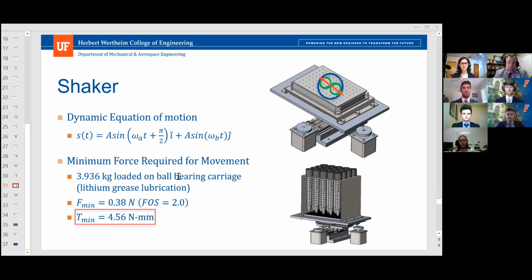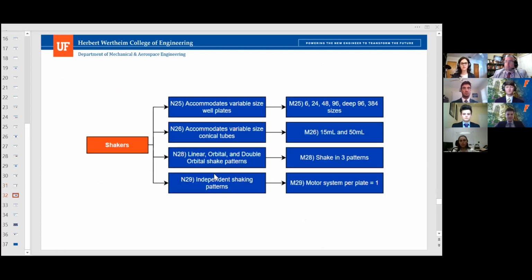Next slide. Here's just the mapping of the customer needs to our actual shaker design. So our design was able to effectively accommodate 6, 24, 48, 96, 96 deep, and 384 well plate sizes, as well as both conical tube sizes. It shakes in the 3 required patterns and has independent shaking patterns based on the 2 motors.